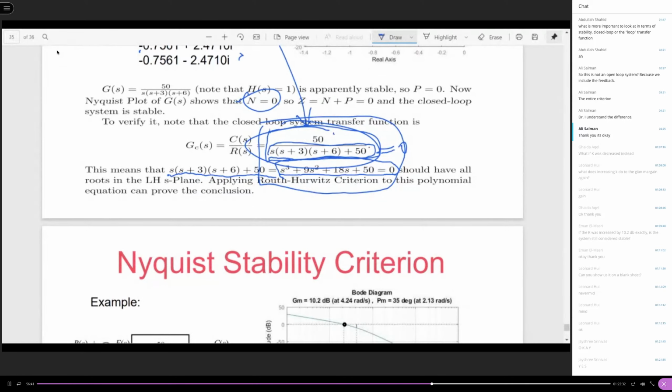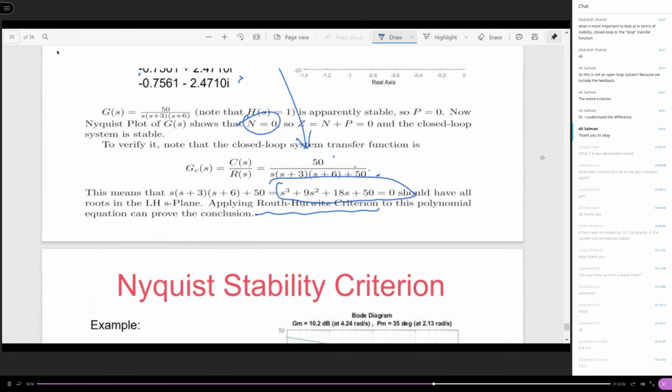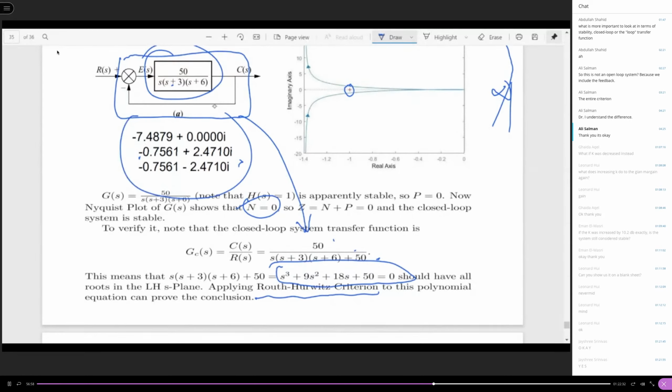So after the class, you can practice. You can apply the Routh-Hurwitz criterion to this polynomial equation to find out if it is true that the three roots of this polynomial equation are all in the left-half plane. You know how to use the Routh-Hurwitz criterion, right?